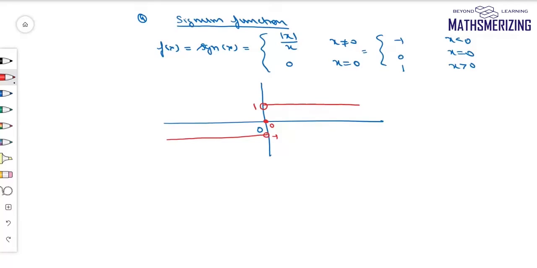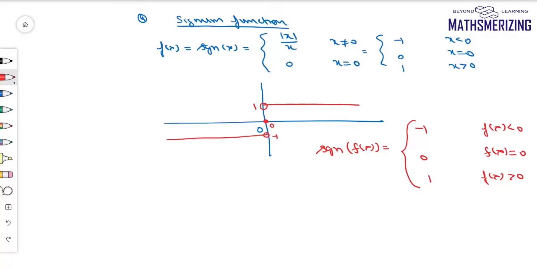There may be some questions where they may use the signum function in composition with some other function, signum of f(x). Now when I see signum of f(x), what I clearly know is wherever f(x) is less than 0, its value should be minus 1. Where f(x) is equal to 0, it should be 0. And where f(x) is greater than 0, this value should be plus 1.